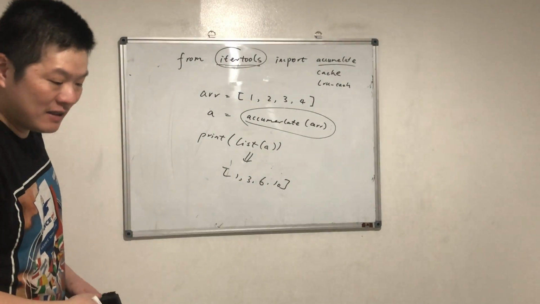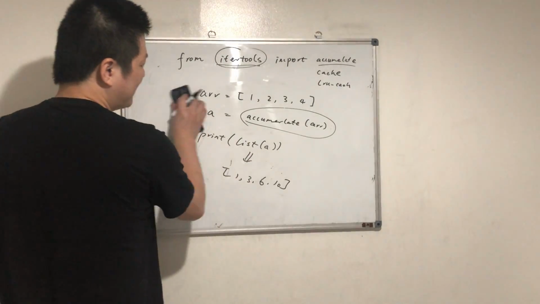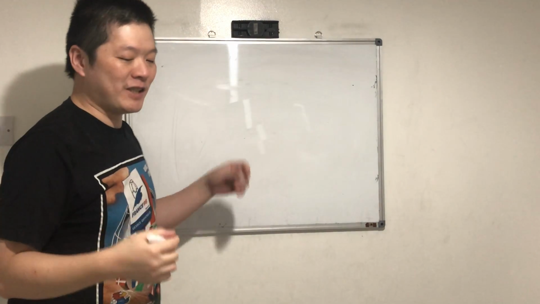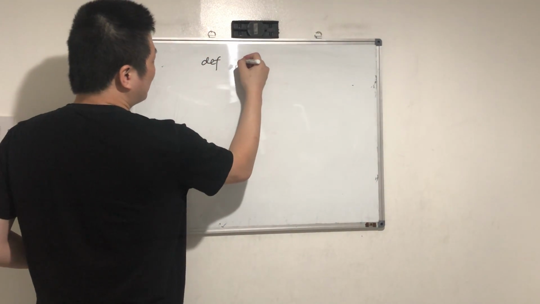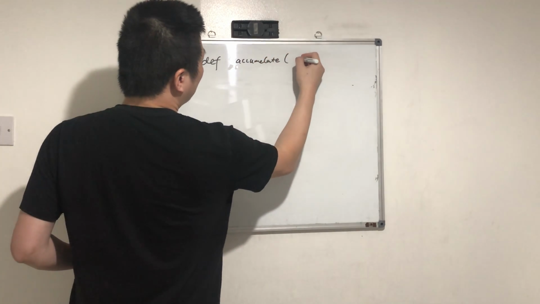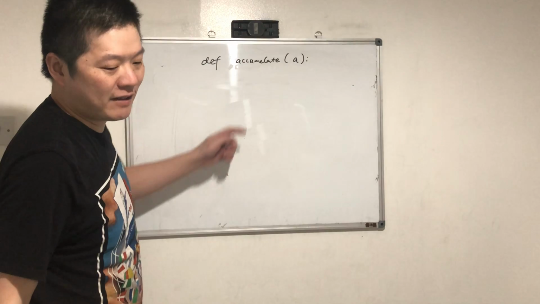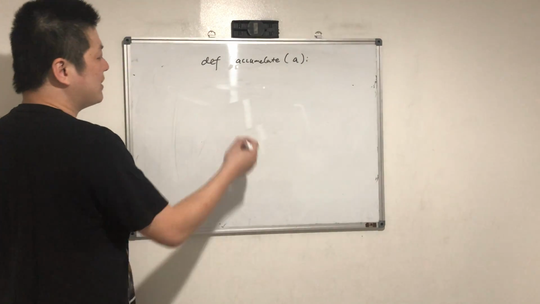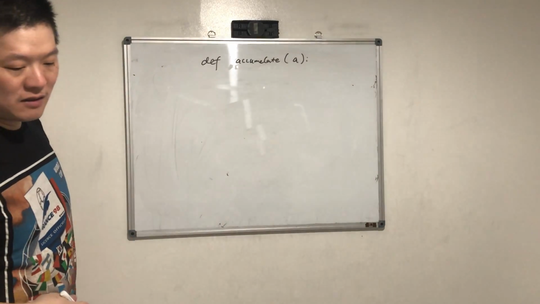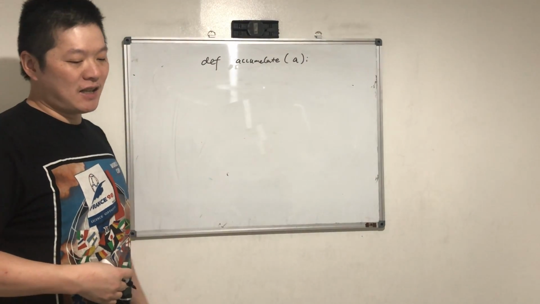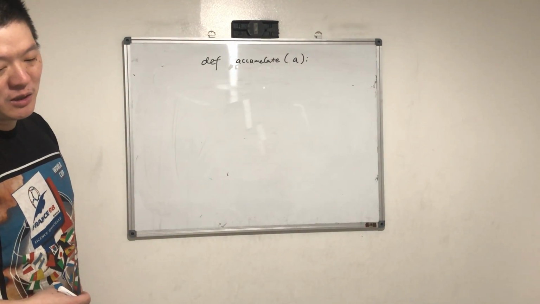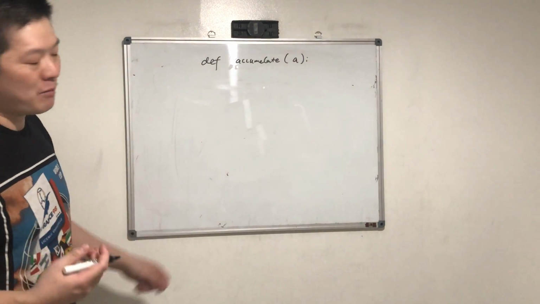Alright, how can we implement this function, accumulate? Let's say we don't want to use it, we want to reinvent the wheel. Define, let's just call it accumulate, and let's say A is the array, right? So how can we do this? We can change the numbers in this array if you want. We don't need to create a copy. Look, we can change it.